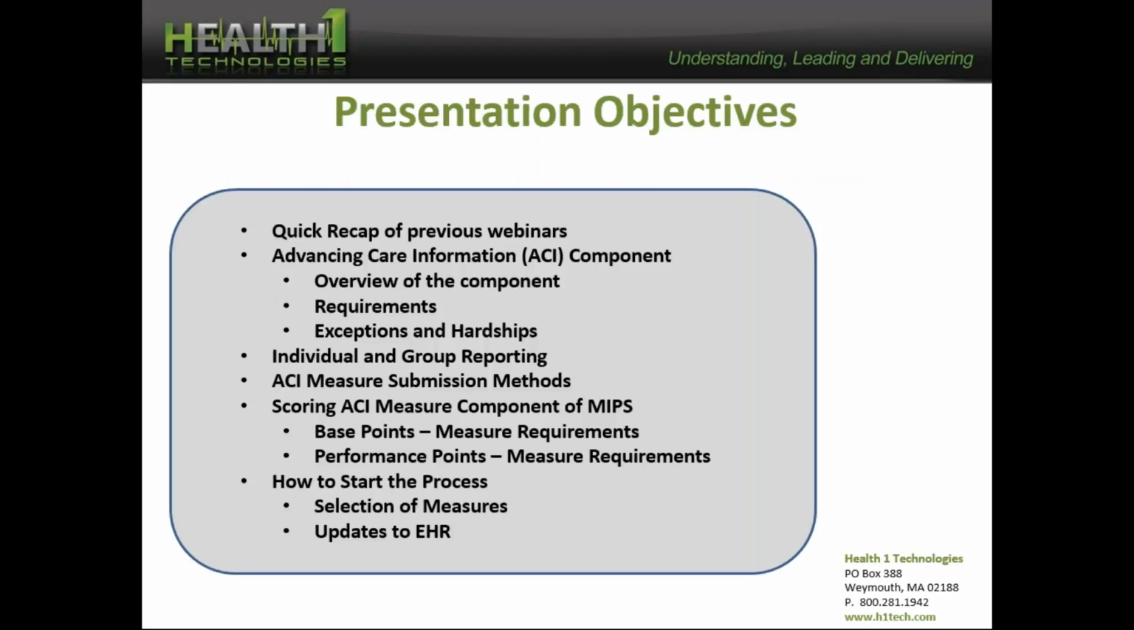What we're going to do today is I'm going to do a quick recap of some of the information we've covered in previous webinars. We're going to dive into the Advancing Care Information component. We're going to talk just an overview of what it is in general, the requirements associated with it, exceptions and hardships. We're going to talk again a little bit about individual and group reporting, the mechanisms that we use to submit the ACI measures at the end of the performance period, how it's going to be scored, which includes base and performance points, and then where we're going to start in the process, so including selecting your measures and things you might need to consider with your EHR system.